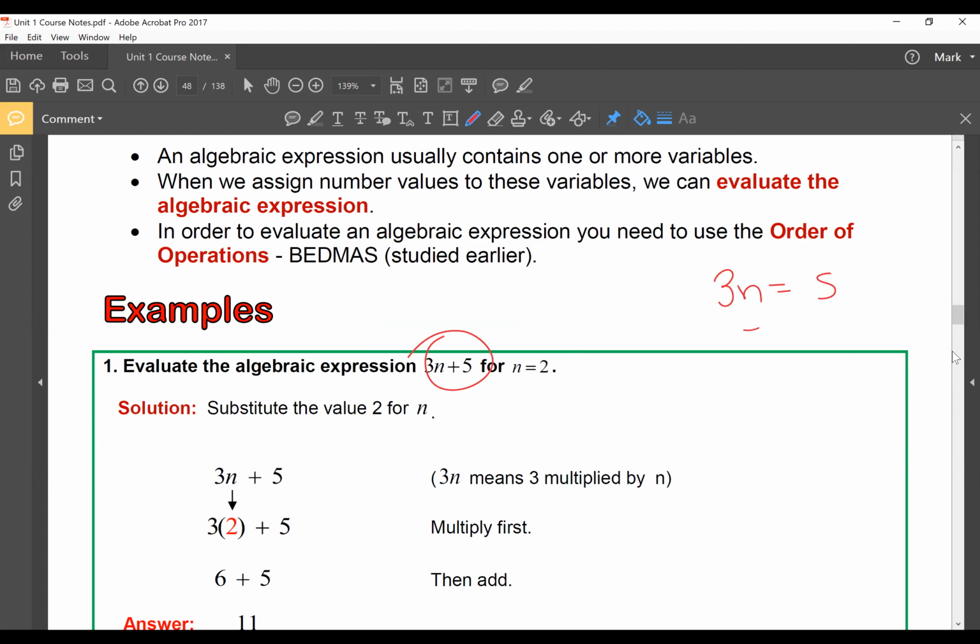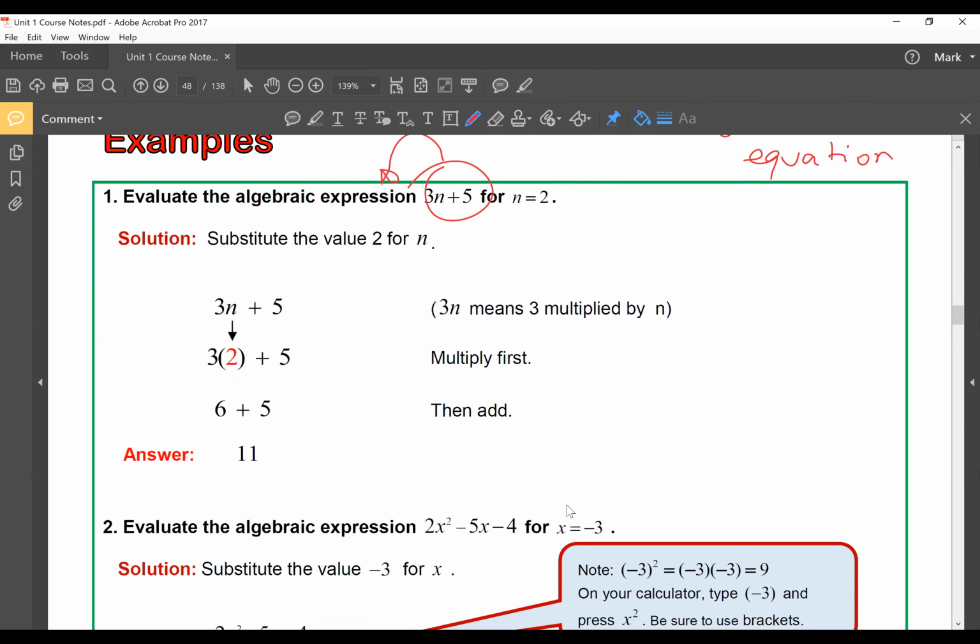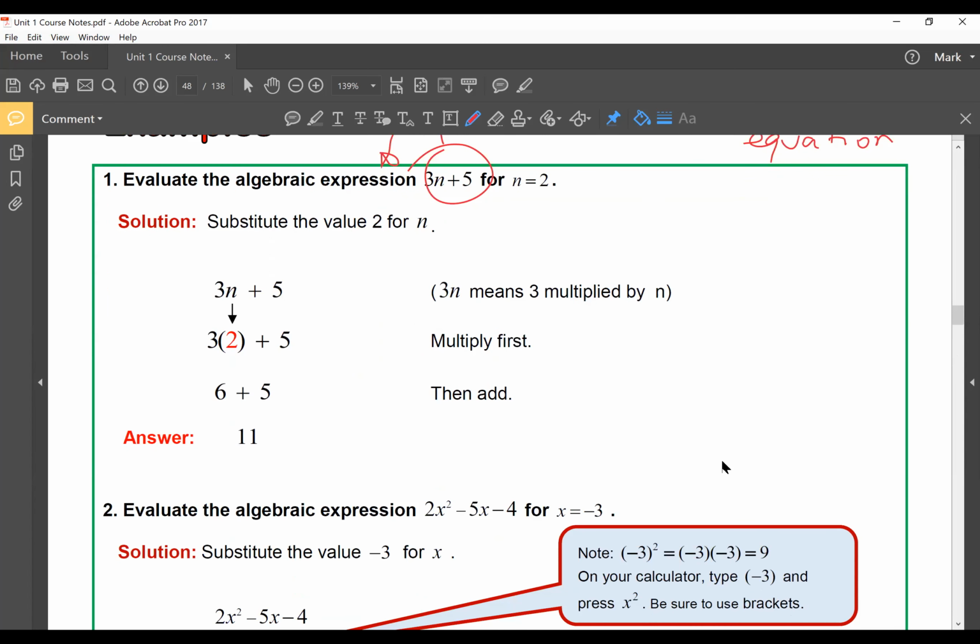3n equals 5 would be an equation. This is just called an expression. And I could say, evaluate this, tell me what this would be if n, my variable, was 2. Or I could be crazy and say, well, what if n was 1.6 or negative 8.8? But it's very easy. You just put the number in on your calculator. You don't always have to do this because if you look at number 1, it's very easy.